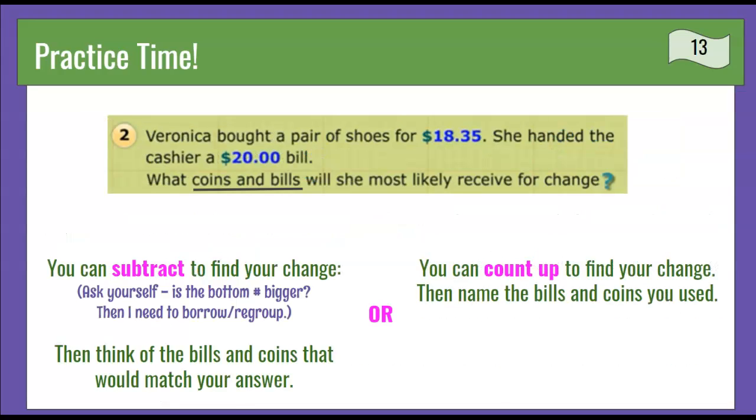Veronica bought a pair of shoes for $18.35. She handed the cashier a $20 bill. What coins and bills will she most likely receive for change? This question's a little different. It's not just asking you for the change, but what will be the actual money that she gets back from the cashier? Again, if you subtract to find your change, you then have to think of the bills and coins that would match your answer. Or you can choose to count up to find your change and just name the bills and coins that you used.